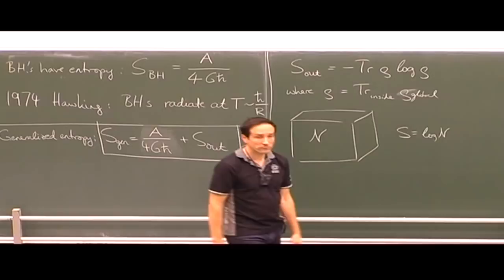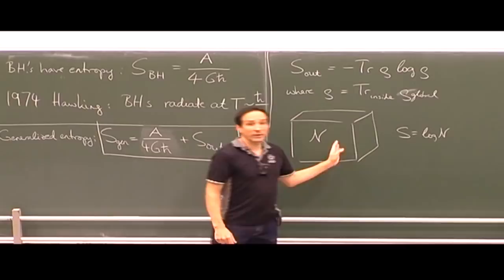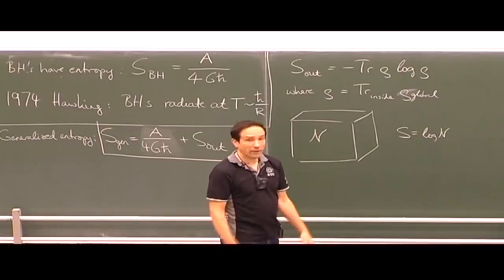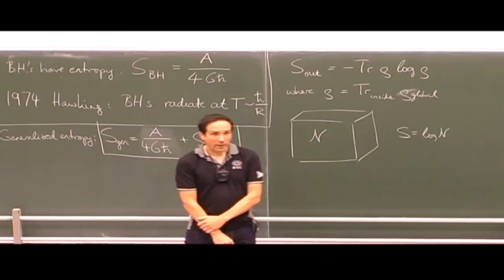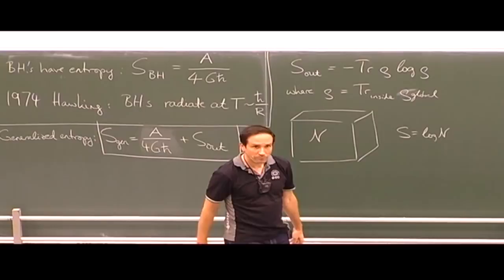For example, I might know that these states are all eigenstates of a particular operator that I can measure. Then I open the box, I measure that operator, and from the eigenvalue I learn which state it was. Then I update my knowledge, and now I have a pure state, I have information. So entropy going down from log n to zero means me gaining that much information.